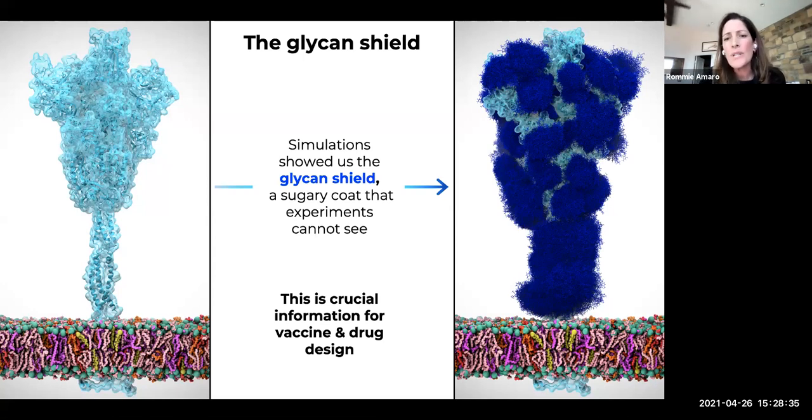So it was really cool to see. And people care about this information. It's not only cool to know where the shield is, but also where it's not, because the shield is like a cloak of armor, if you will, for the spike protein. And places where there are holes or chinks in the armor are vulnerabilities. People consider these to be vulnerabilities, both for neutralizing antibody binding as well as potentially for the development of small molecule drugs. So lots of folks are interested in these data sets.